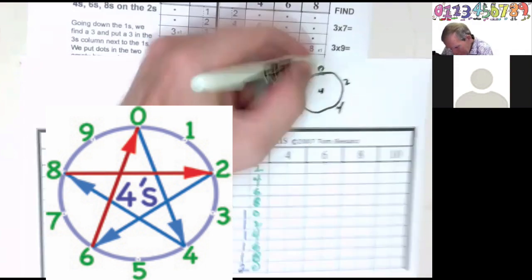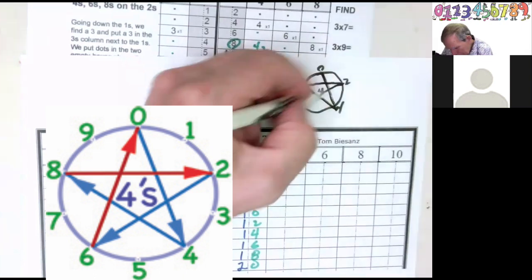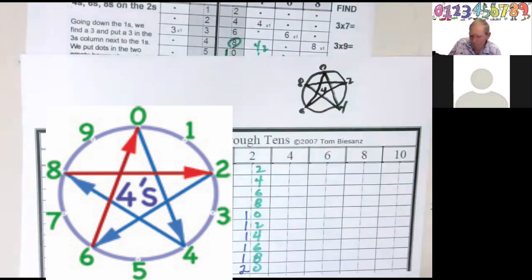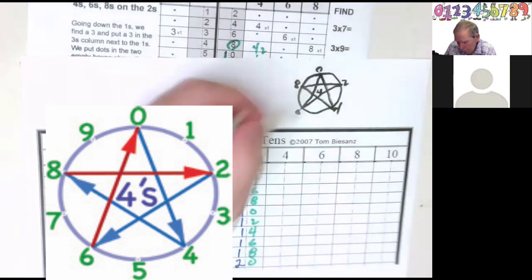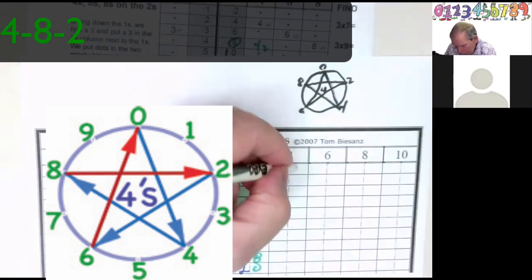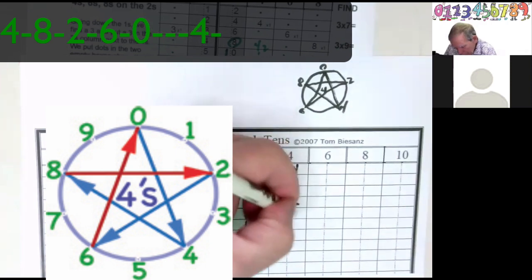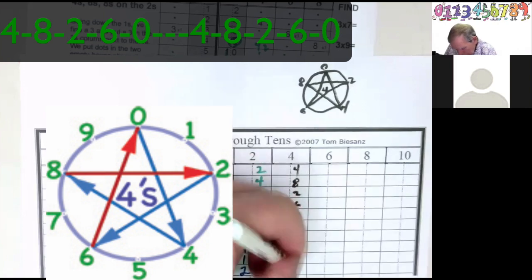Then you go to the 4s up here. Create a little 4 here. You do 4, 8, 2, 6, 0. There's the star, and there's our star for those 4s. So we just look at our star and we go 4, 8, 2, 6, 0. And so we just put on our 4s, 4, 8, 2, 6, 0.